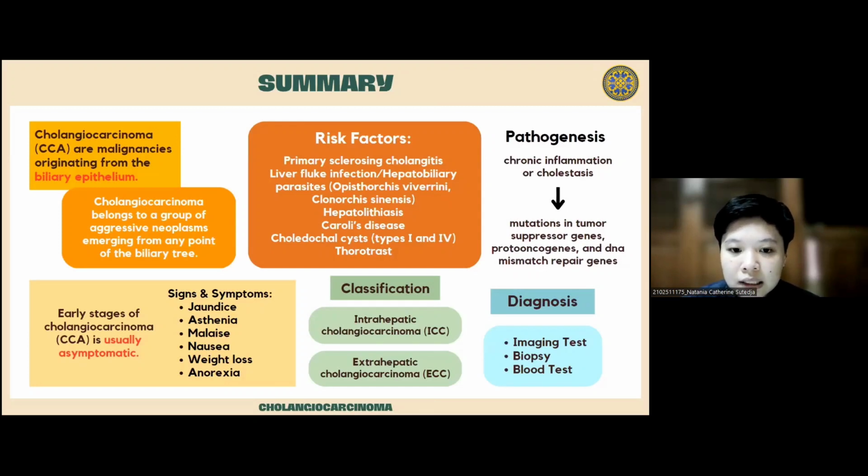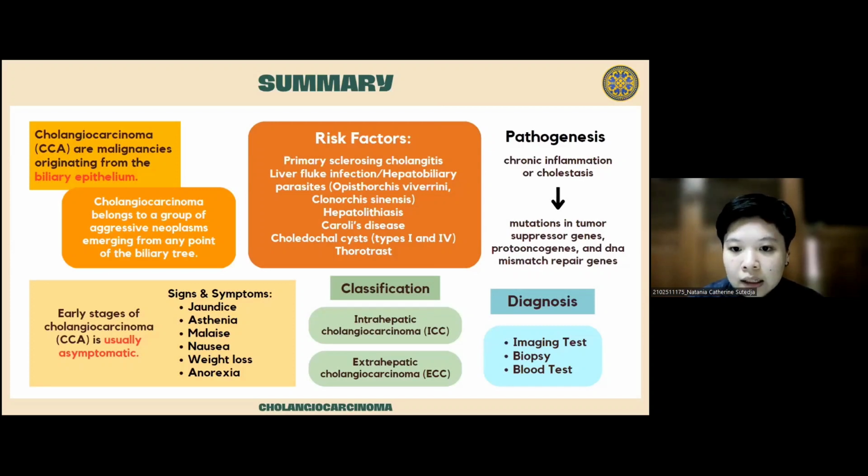The early stage of cholangiocarcinoma is usually asymptomatic, and there are some signs and symptoms including jaundice, asthenia, malaise, nausea, weight loss, and anorexia. Cholangiocarcinoma can be classified into two: intrahepatic cholangiocarcinoma and extrahepatic cholangiocarcinoma. All etiologies and risk factors will lead to chronic inflammation or cholestasis. This can cause inflammatory mediators to increase cholangiocytes. This can result in mutation in tumor suppressor genes, proto-oncogenes, and DNA mismatch repair genes.